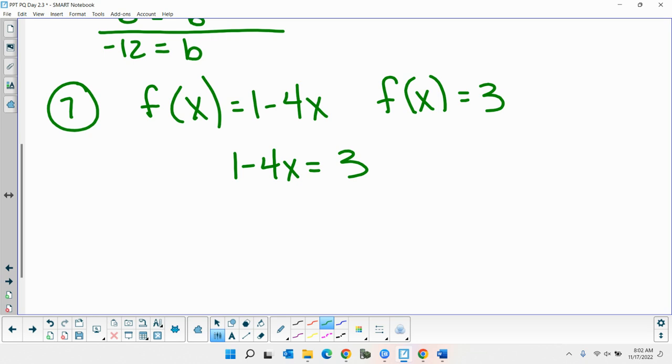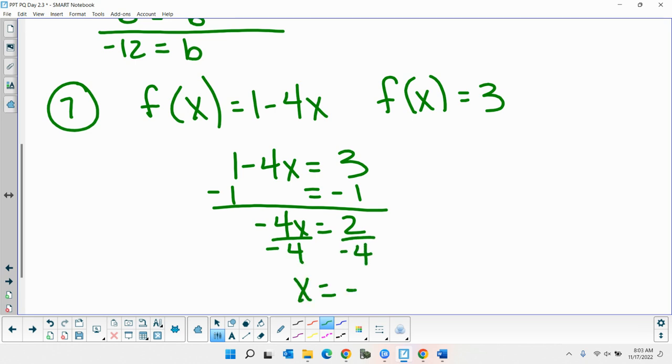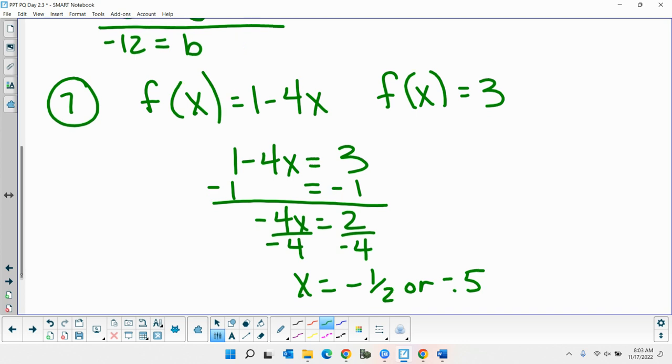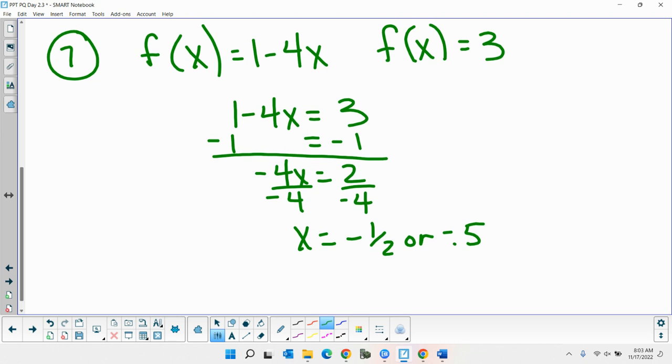And then just solve. You're going to subtract 1 and divide by negative 4, which is negative 1/2, or 0.5 if you want to use a decimal. Some of you, when you put that in your calculator, do negative 4 divided by 2 and get negative 2. Remember, the top number goes in first, right? The calculator. 2 divided by negative 4 is negative 1/2. It's okay to get fractions or decimals. It doesn't have to be a whole number.